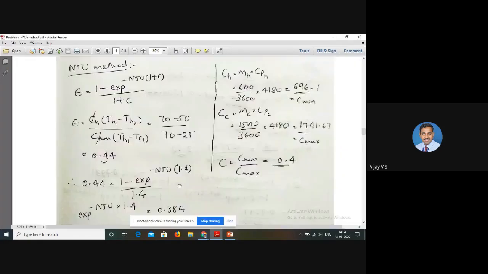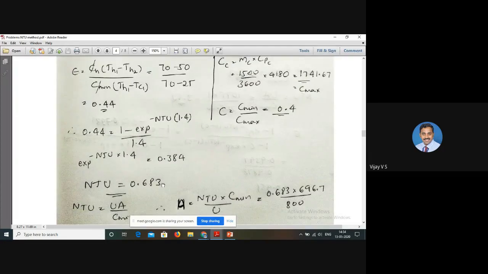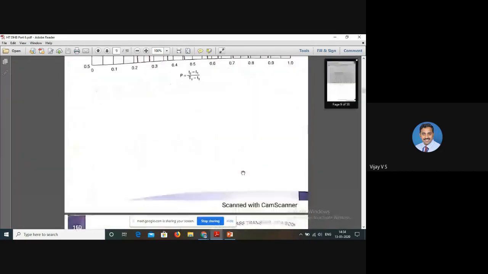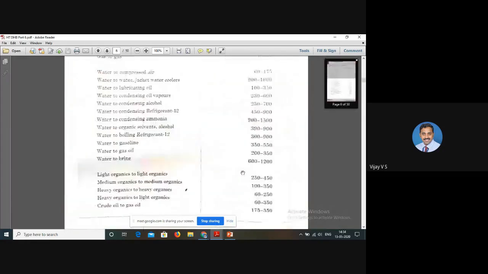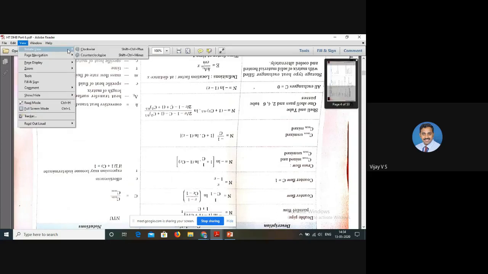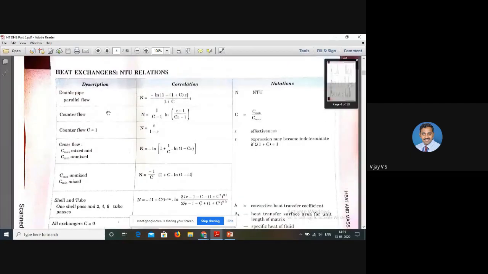So what do I get here? NTU I got 0.683. So approximately it is the same. Now using this I got NTU. Instead of this, you can also use the formula directly. The NTU relation is known, it is here. For parallel flow you can directly use the first formula. Here the capacity ratio and effectiveness are known, so you will get the same answer.